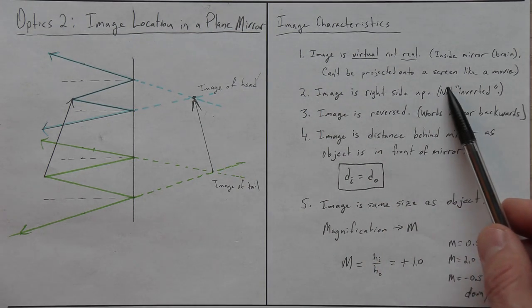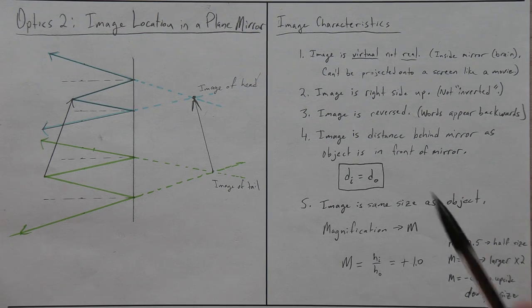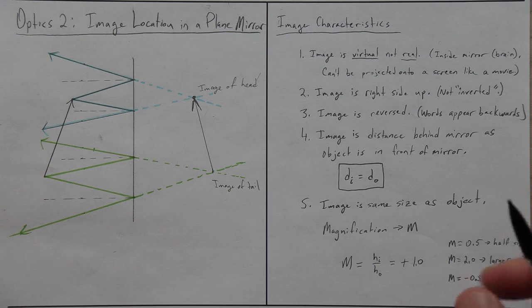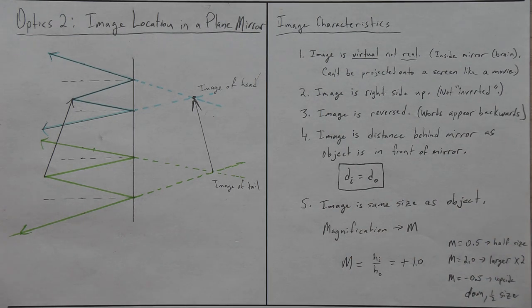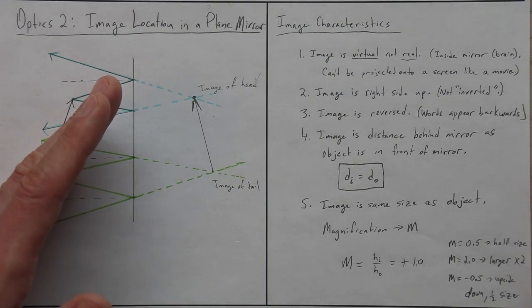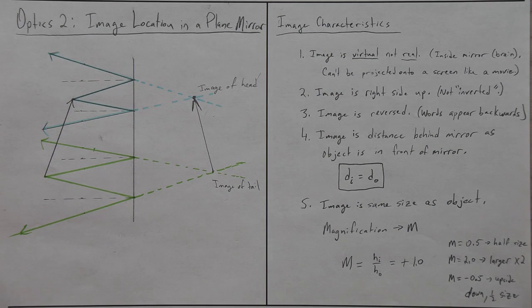A real image, on the other hand, is able to be projected onto a screen like a movie when you go to a movie theater. Or when you take a picture with your camera, the lens focuses an image of what you're looking at right onto the film. The image is also right side up, not inverted. The head of the arrow is on the top. Notice the image is reversed though. Here it's leaning to the right. Here it's leaning to the left. So the image is reversed.